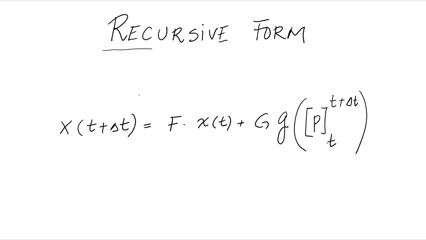We want a recursive form that basically, if we start at X of t, we can move to X at t plus delta t. And we would like that to be in some kind of form where we multiply the state at X of t by a matrix, and we multiply a matrix times some kind of function of the load between t and t plus delta t.